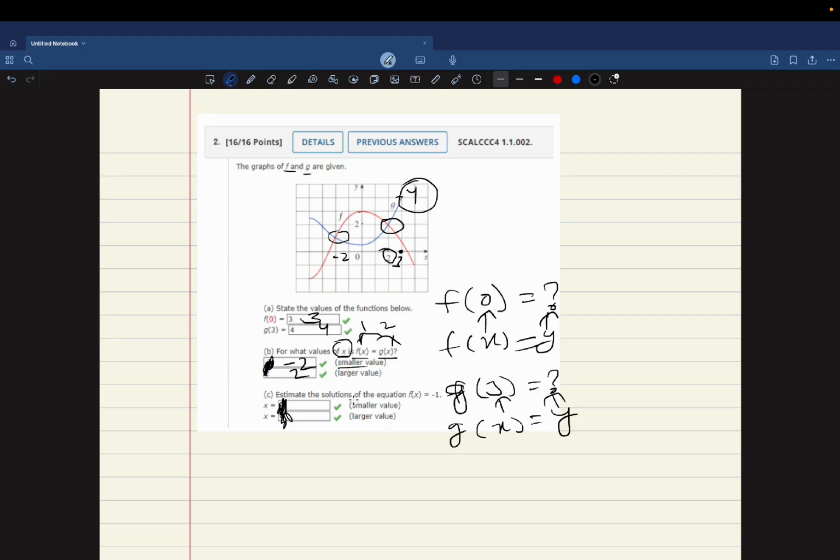Okay, now estimate the solutions of the equation f(x) equals -1.